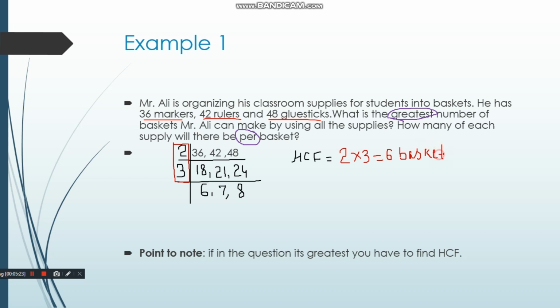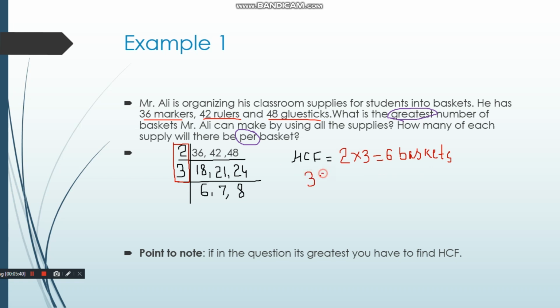There are 6 baskets. Now the second part, we are going to solve now. How many of each supply will there be per basket? In each basket, how many markers are there, how many rulers are there, and how many glue sticks are there? So how many glue sticks are there?